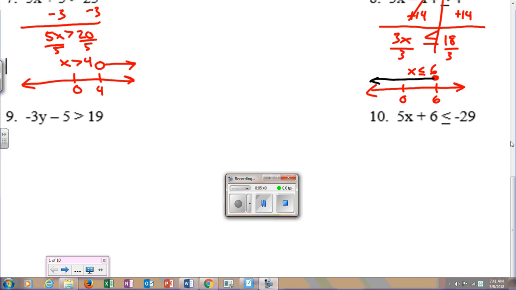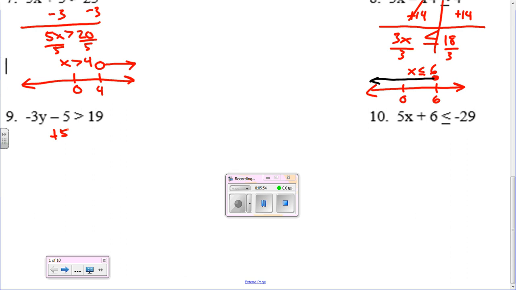Number 9. First we add the 5 over, because it's minus 5. Go with the plus 5. It gives you negative 3y is greater than 24. Now you have to divide by negative 3 to get y by itself. Divide by negative 3.